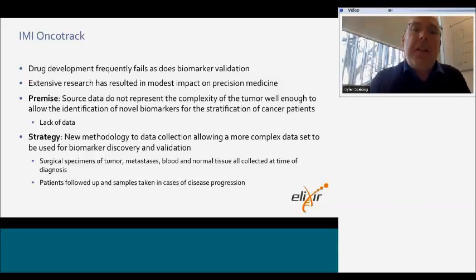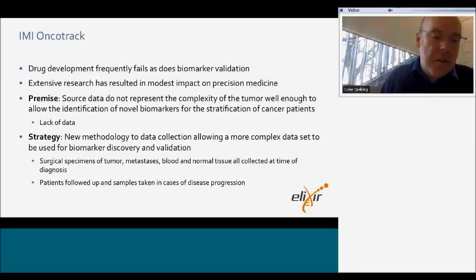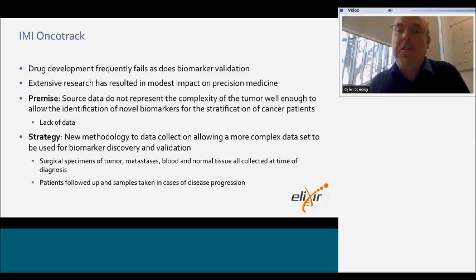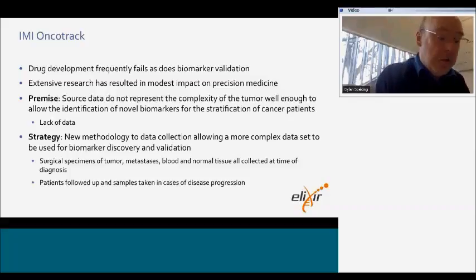And in doing so, this would mean surgical specimens of tumour, metastases, blood and normal tissue are all collected at the time of a patient diagnosis, and the patient will be followed up, with samples taken in case of the progression of disease.